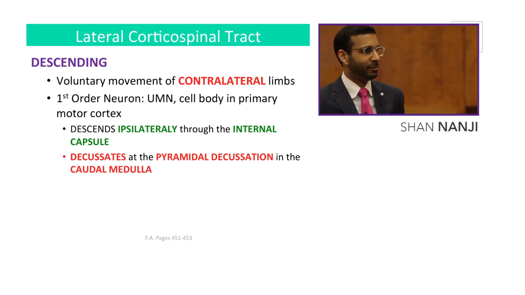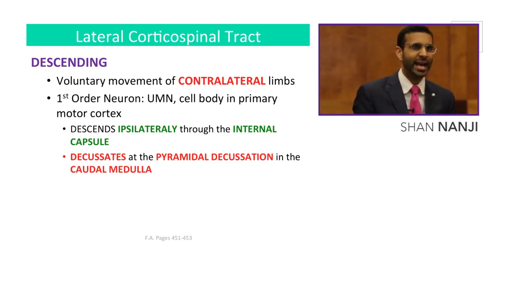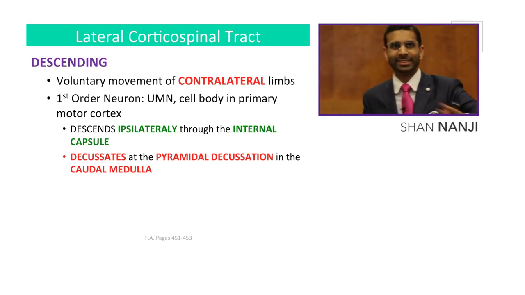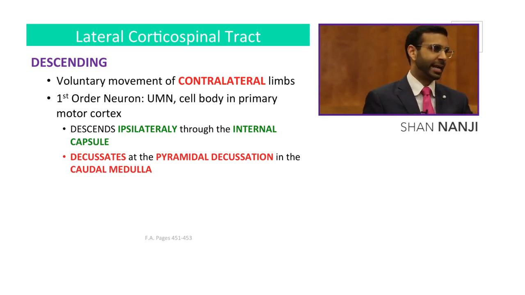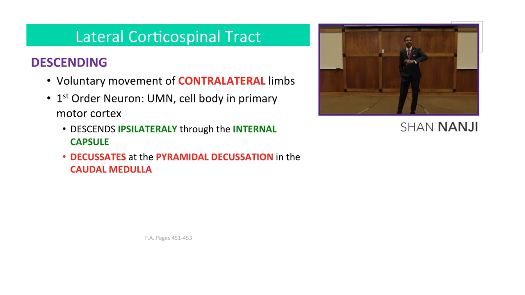I love the name of this because it finally named something in neuroanatomy that makes sense. It decussates at the pyramidal decussation. You can't forget that one. It decussates at the pyramidal decussation, which is in the caudal medulla. Where is it? Caudal medulla. And then it descends contralaterally.